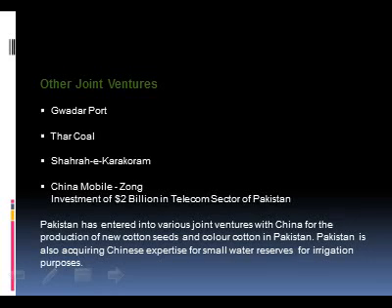Following are the joint ventures between Pakistan and China: Quadriport, Thar coal, Shahrah-e-Karakoram, China Mobile, such like Zong. Investment of $2 billion in telecom sector of Pakistan.